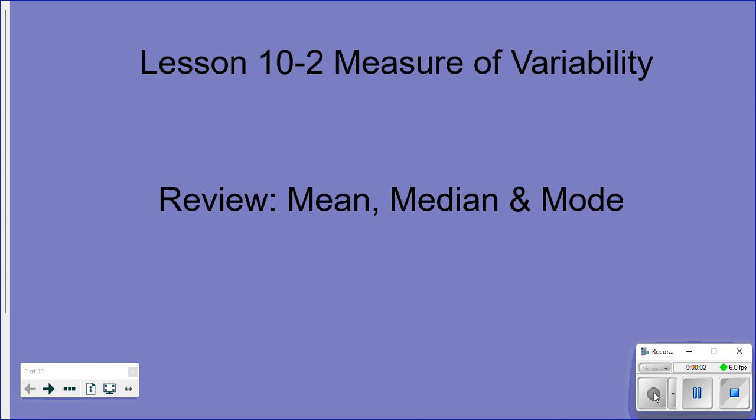Today is lesson 10.2. It's called Measure of Variability. And that means that we're just going to use our data set a little more and dive deeper into it a little bit more to look at the different types of data we have.